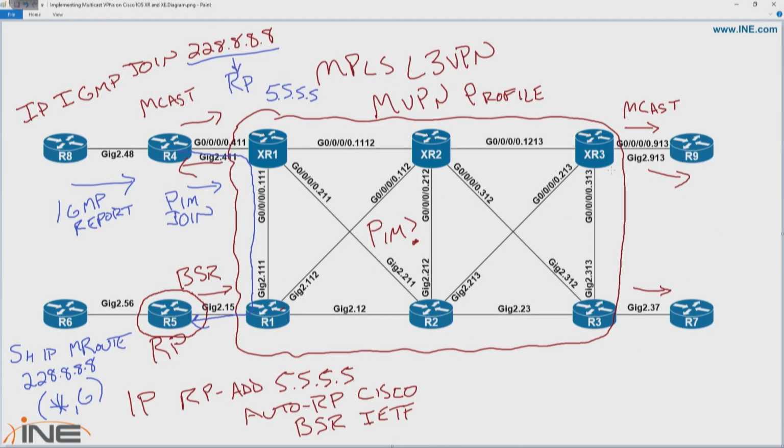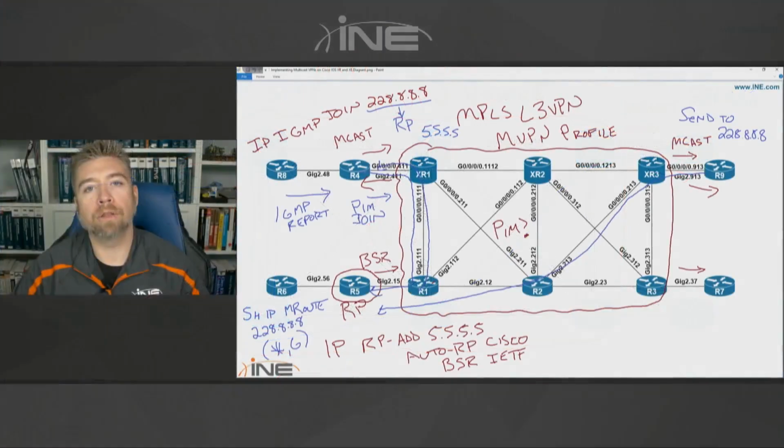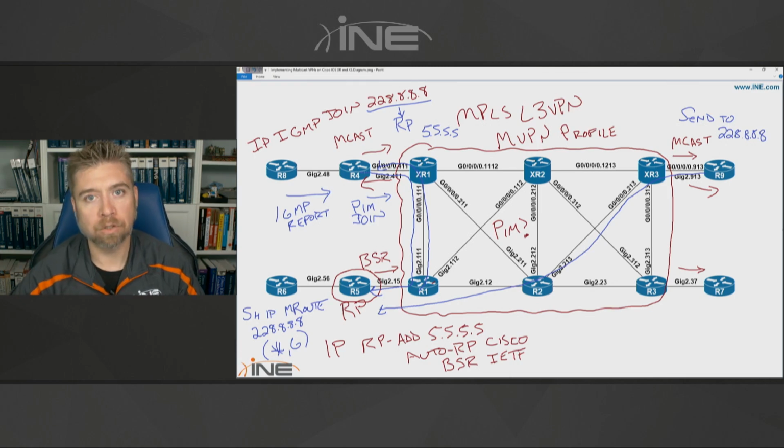Okay, next we're going to send traffic. So the sender is going to be in the upper right. That's going to be router 9. So we're going to send traffic to 228.8.8.8. And we could see based on the topology, if we were to send this traffic over to router 5 first, and then router 5 send it back to router 4, this is kind of an inefficient path. Okay, ideally, we would go directly between 9 and 4, and this is again what we call the shortest path tree switchover, the SPT switchover.